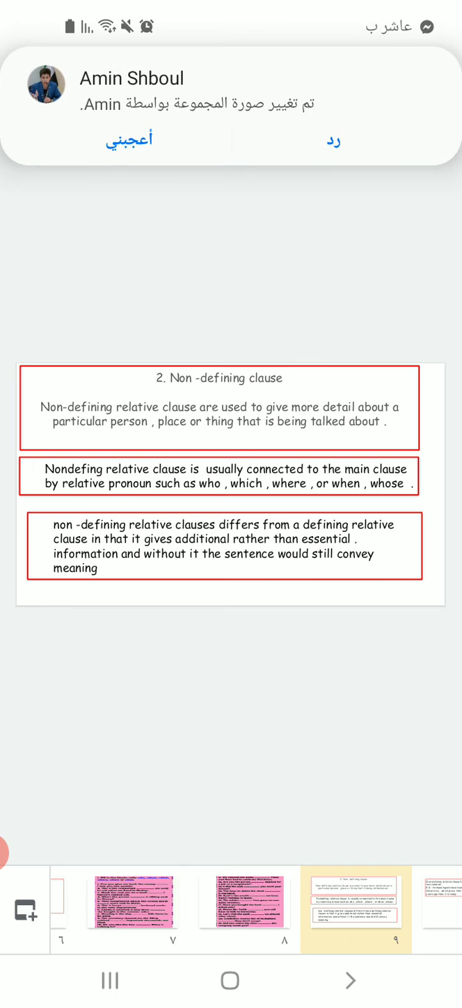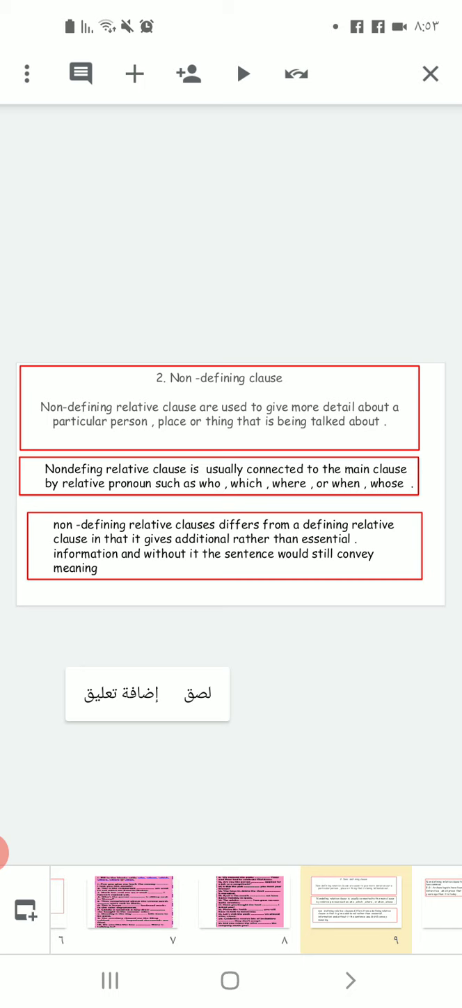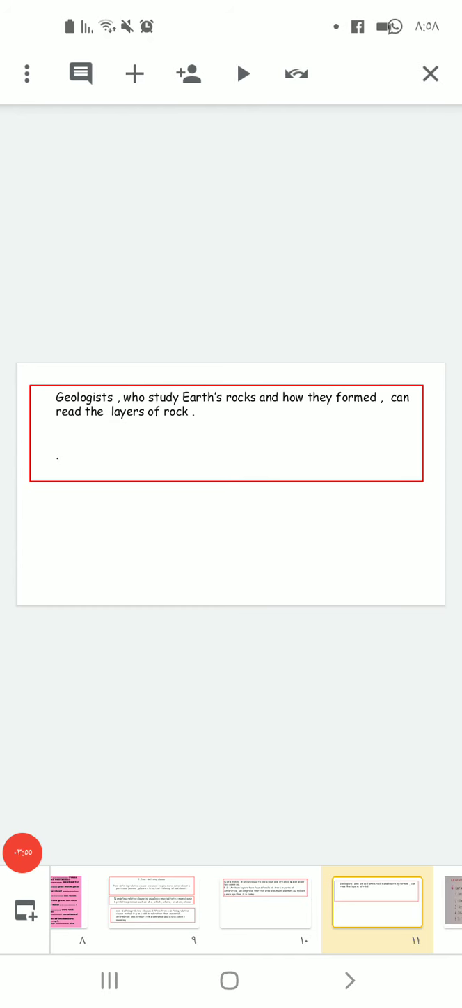But we cannot use that with non-defining relative clauses. Now, let's go to this important information. Non-defining relative clauses differ from defining relative clauses in that they give additional rather than essential information, and without it the sentence would still convey meaning. Defining relative clauses give us more important information than non-defining relative clauses.